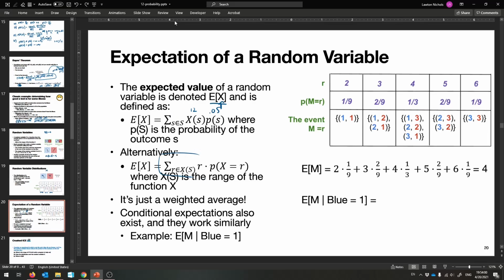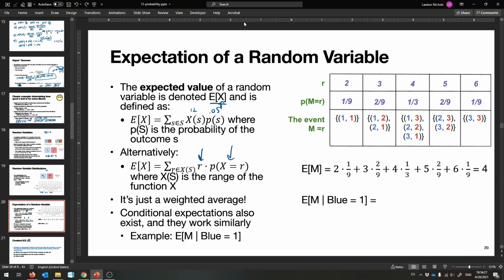Alternatively, these actually are equal. The expected value could also be arranged like this. Instead of talking about the outcomes, talk about the values that the random variable could take on. Then you take that value, because that's essentially X of s, and you also use the probability that this value was obtained by the random variable. So either way would work.